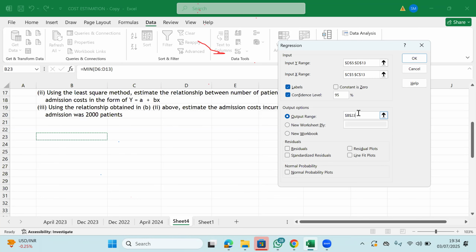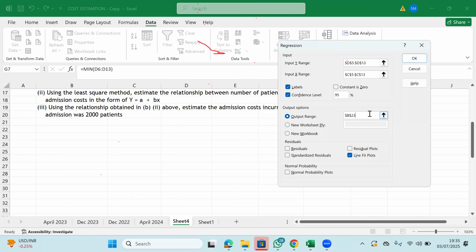We have up to 4 graphs: the residuals, standardized residuals, residual plots, and the line fit plot. In most cases you may be asked for any, but I want us to use this last one, the line fit plot. On the output range, for my case, it is B23. That is where I want my results to start appearing from, and it will appear downwards. So for the output range, that is where you select and define the cell.